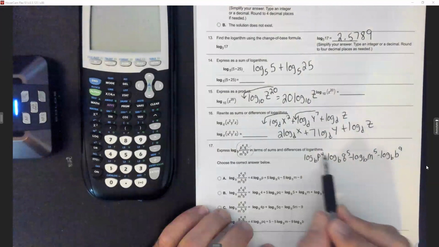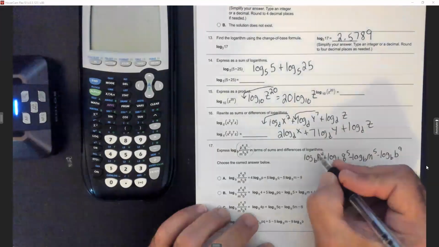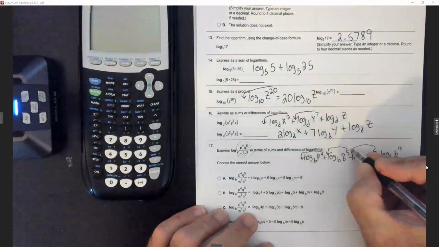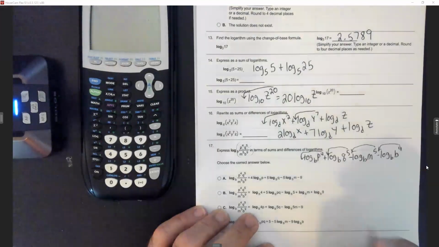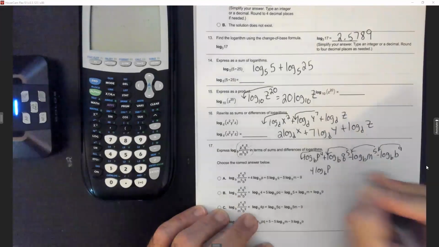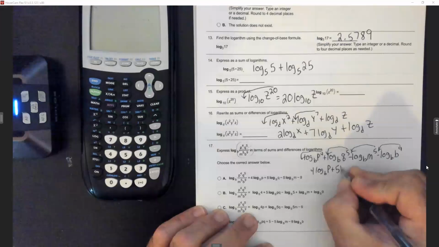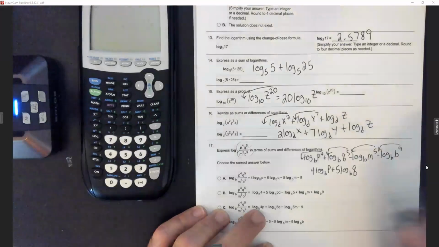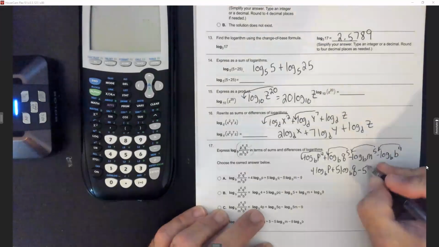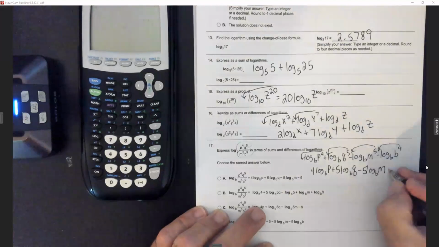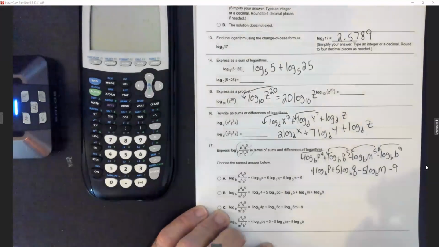Now, all these exponents have to be brought down in front of their individual logs. So I'm going to bring them all down. So I get 4 log B of P plus 5 log B of Q. And then the rest are going to be negative. Negative 5 log B of M minus 9.